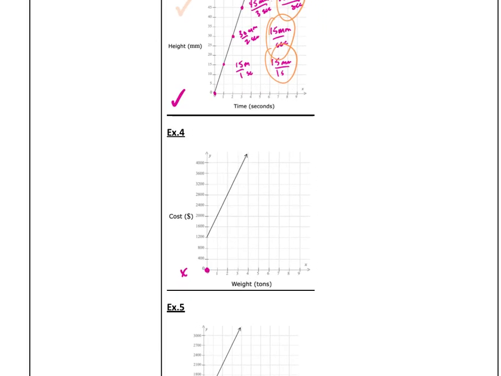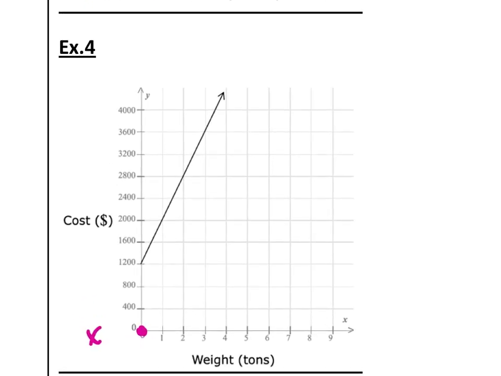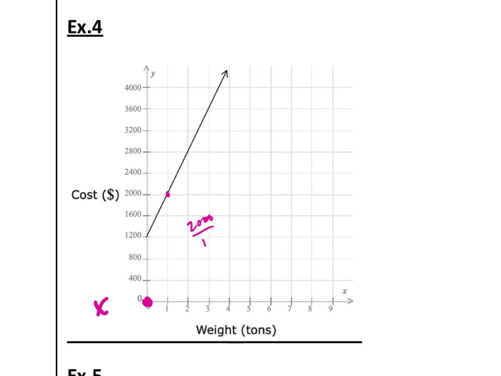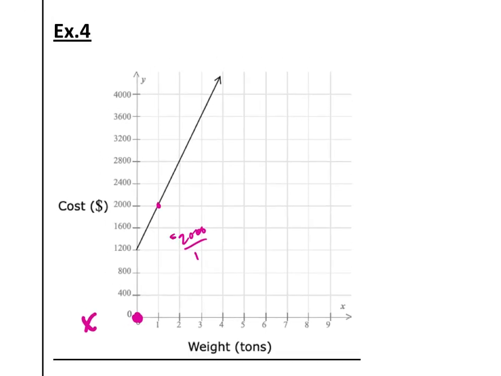Okay, let's look at this one. Okay, so let's see, we have 1200. Well, we're going to leave the 0 alone because we can't divide by 0, right? Okay, so we're going to pick another crosshair. Here we go, right here. This is 2,000 over 1 ton. $2,000 for 1 ton. And I'm going to pick this one here. That's $2,800 for 2 tons.